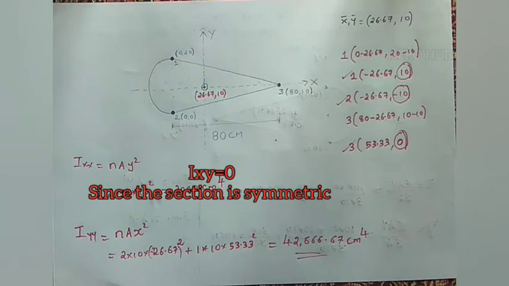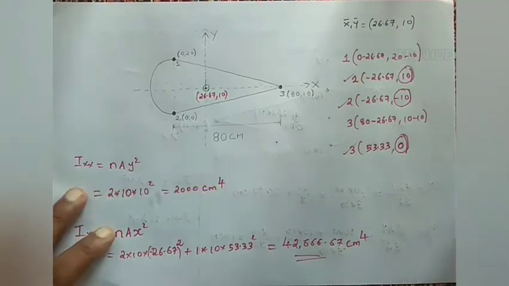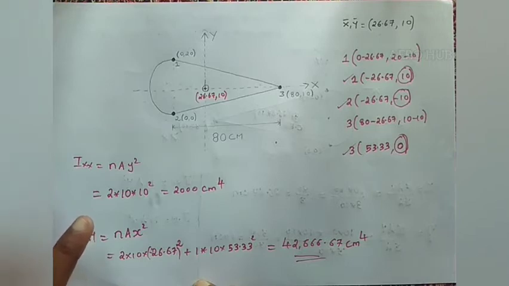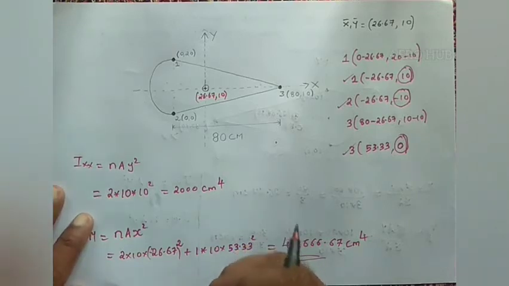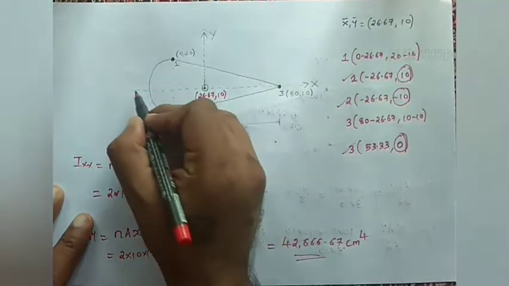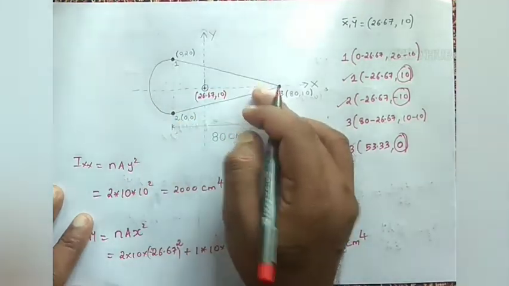Now you have to understand the shear center. This section is symmetric about the horizontal axis. Therefore, the shear center will be lying on the horizontal axis. Whenever we have any section which is having any symmetry, whether it is horizontal or vertical symmetry, the shear center will be lying on the symmetrical axis. Since the entire section is symmetrical about the horizontal axis, the shear center will be lying somewhere on this horizontal axis.